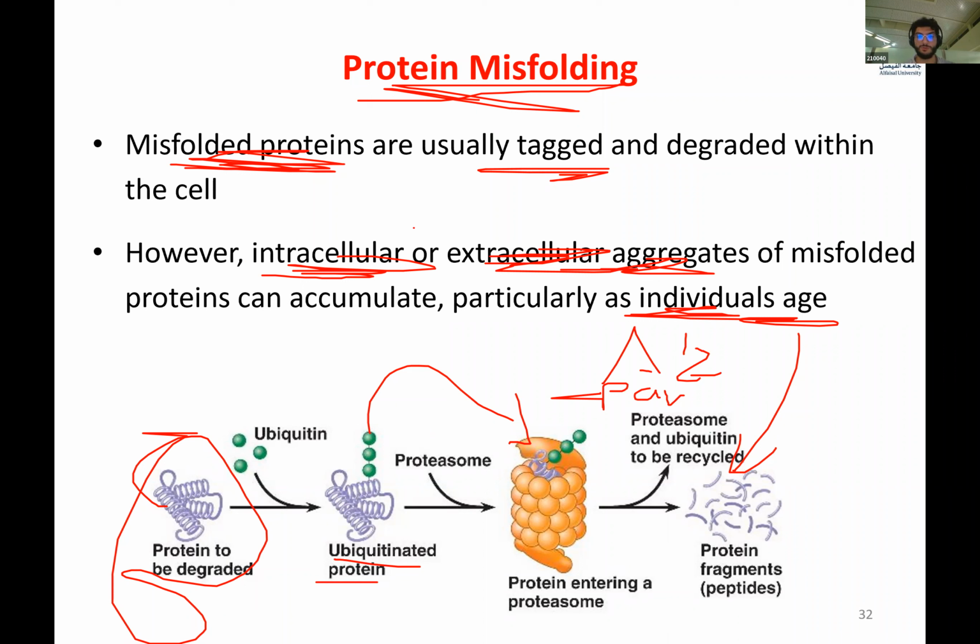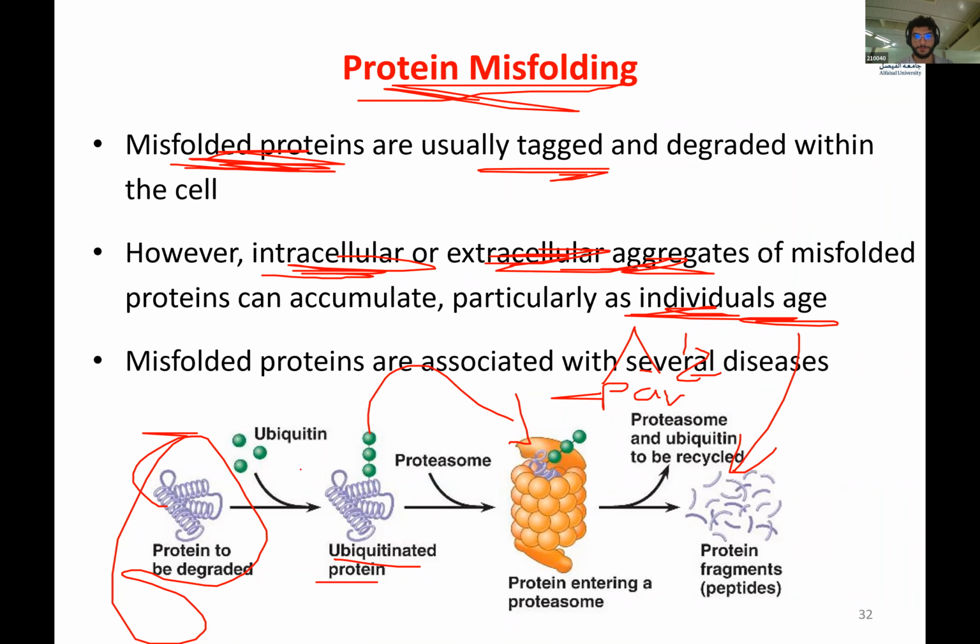So is everything clear so far? Is the whole concept of proteins accumulating and misfolding and coming together clear? Or should I re-explain it? Just drink water. All right, perfect. All right, let's move on.